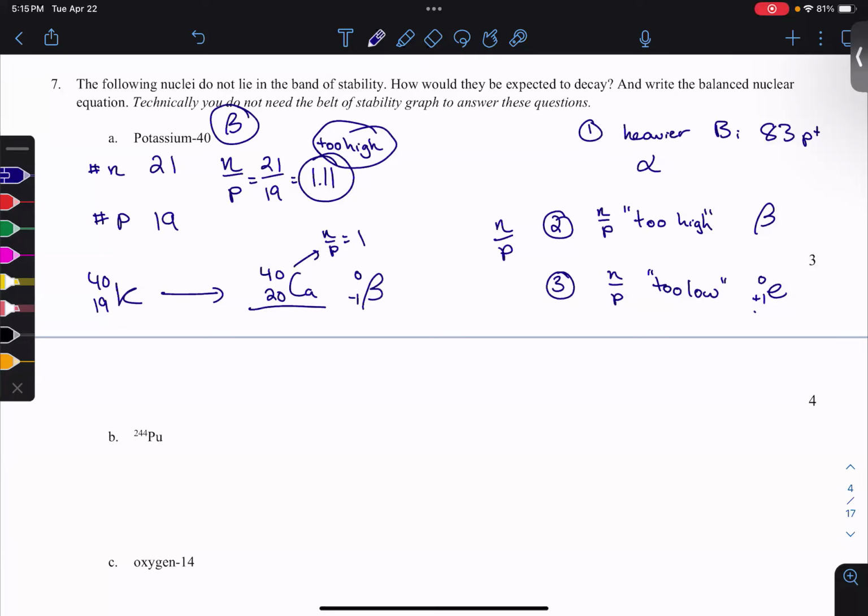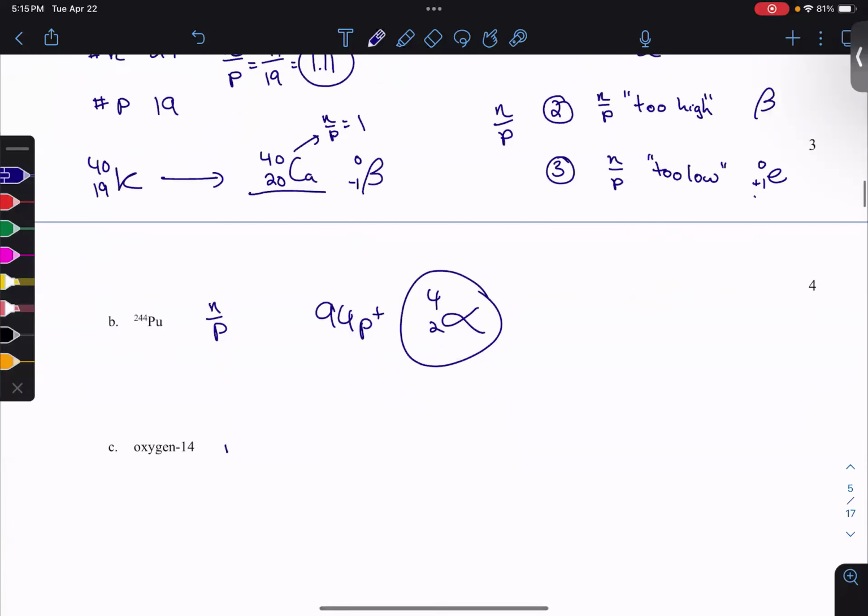All right, plutonium 244, what does that undergo? Do I even need to do a neutron to proton ratio? No, because plutonium has 94 protons, so this is going to undergo alpha emission to become lighter. It's going to take a couple steps for it to eventually become stable, because there are too many protons there, right? Until it gets lighter than bismuth, right?